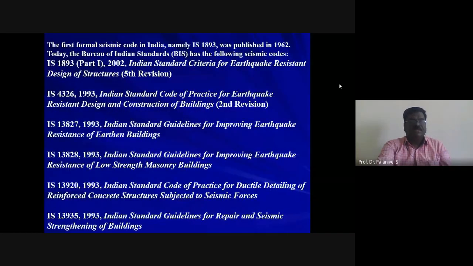The first earthquake code in India, IS 1893, was published in 1962. Then IS 1893 Part 1 was revised in 2002, which was the fifth revision. In the recent past, in 2016, IS 1893 Part 1 has been revised again. Then what are the other codes in earthquake engineering?